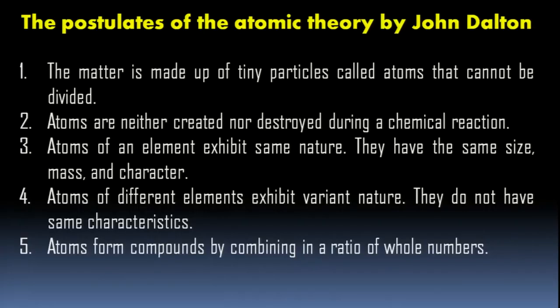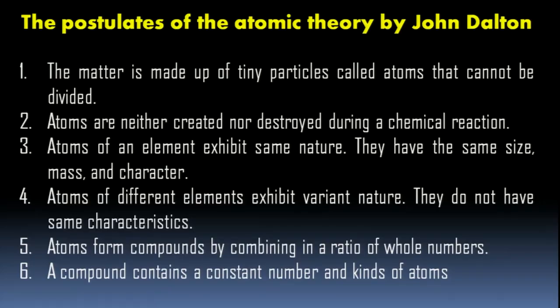Atoms form compounds by combining in a ratio of whole numbers, and we'll see how. A compound contains a constant number and kind of atoms. These were the six postulates by John Dalton about the atom. This is known as the postulates of atomic theory. Now let's discuss one by one.